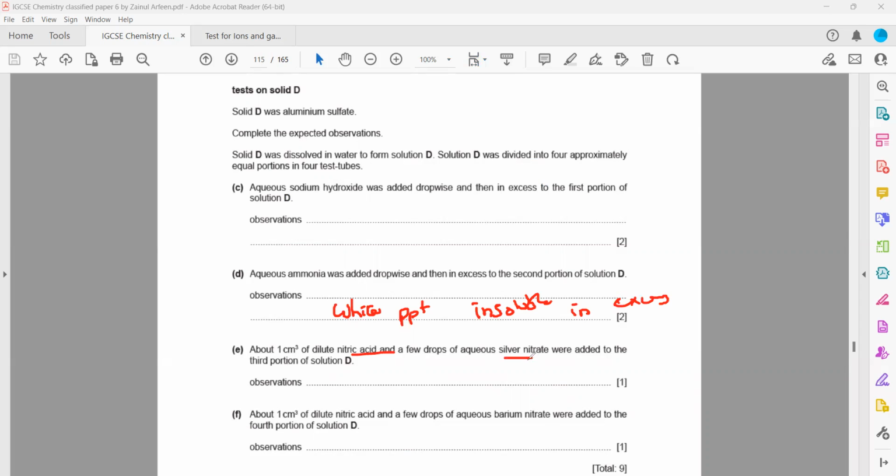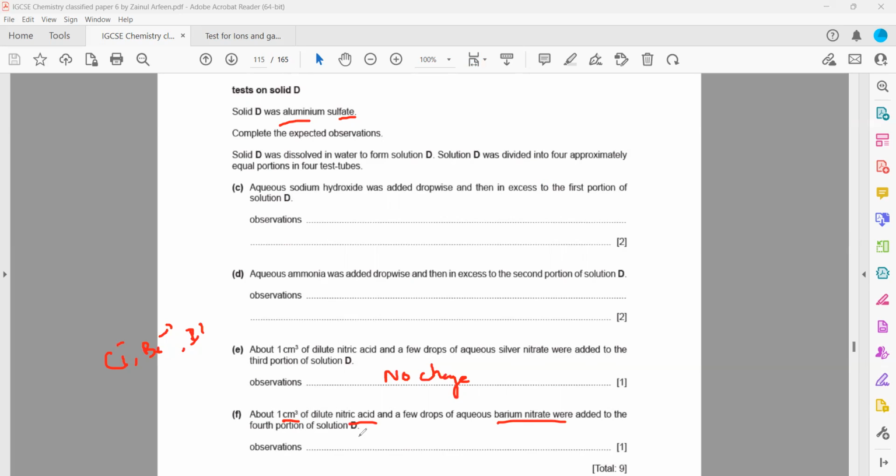Then nitric acid followed by silver nitrate. This is a test for halides. No halide, so no change. Because they already mentioned it contains aluminium and sulfate, there is no halide, so there will be no visible change. Whenever an ion is absent, you always mention no change. Then 1 cm cube of nitric acid followed by barium nitrate gives a white precipitate. This is a test for sulfate ion, SO4, so it will give a white PPT.